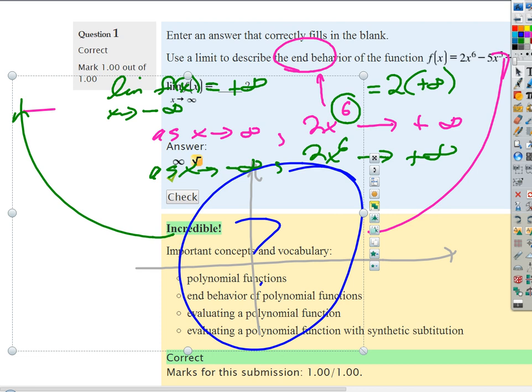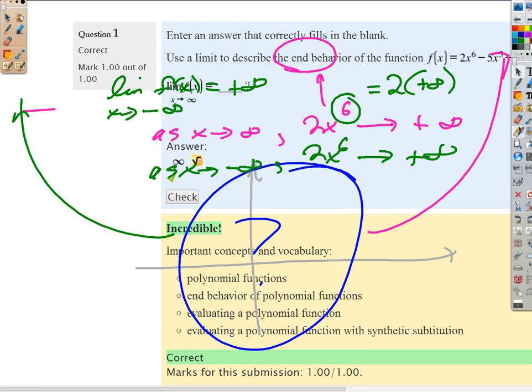Yeah. Your answers are always going to be either, for a polynomial, if you're exploring the behavior of the tails of the function, polynomials always go up forever or down forever. Right? Let's look at one more quick example, and I think you got it.